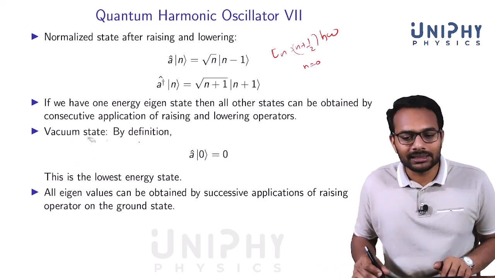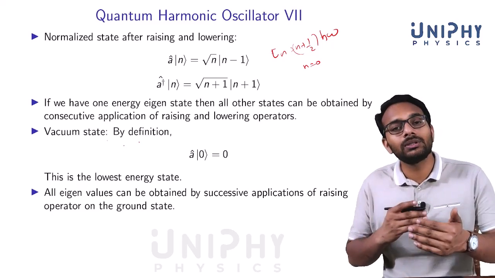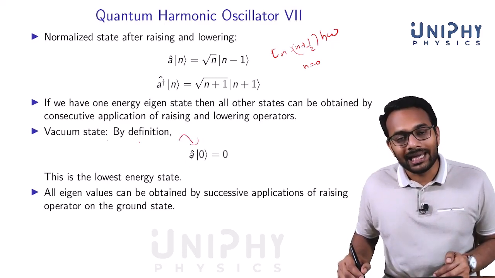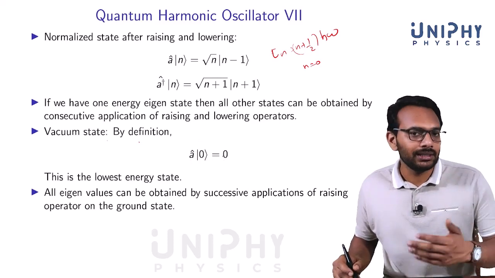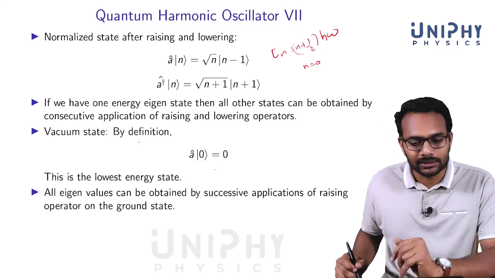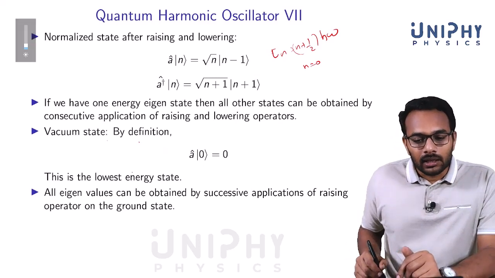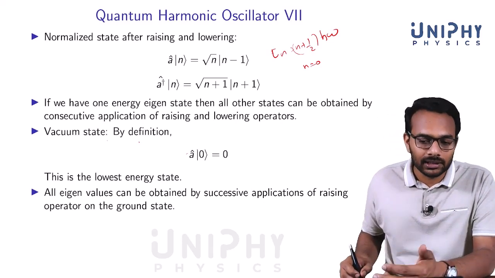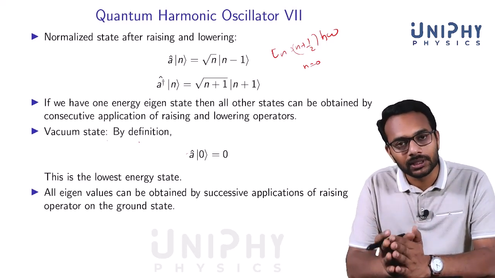But this means that if it's the ground state, you cannot go further down. There are no states with lower energies. That's what we mean by ground state. So we can define the action of the lowering operator on the ground state as A acting on |0⟩ is equal to 0. There are no states below that. That's what it means. This is the lowest energy state. Now, once you have the ground state, you can find all the other eigenvalues and eigenvectors by successive applications of the raising operator to the ground state.